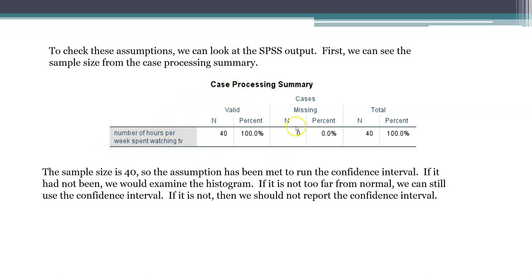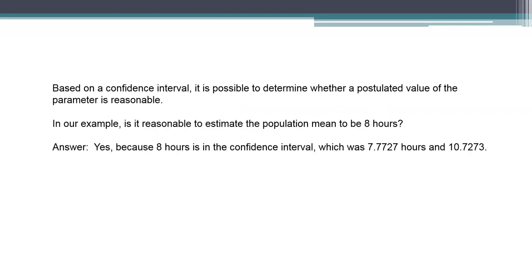All right, so let's first look at the SPSS output for our example. We see that the sample size is 40. That means that we're good to go on the confidence interval. If that hadn't been the case, if it had been a smaller sample size, we would need to look at the histogram. Okay. If we don't have either one of those things true, then we just shouldn't report the confidence interval. So we need one of those two things to be true in order for that to be a valid way of estimating the population mean.